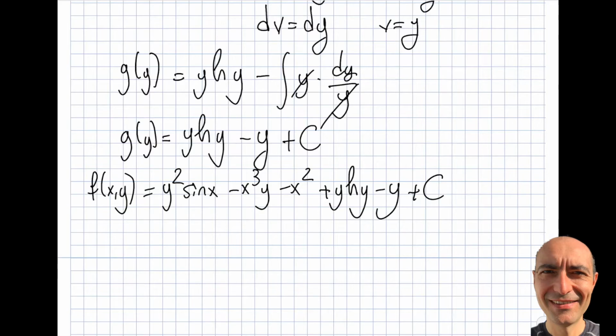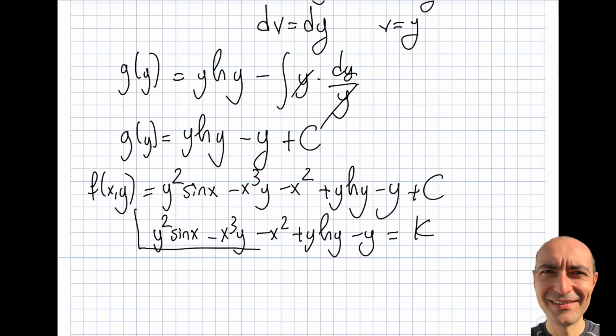Now I will do the exact same thing that I did before, and I will combine these two constants. This is supposed to be a constant because this is the variable. So I will get y squared sin x minus x cubed y minus x squared plus y ln y minus y is equal to k. That will be my function. This is the solution of that particular differential equation.